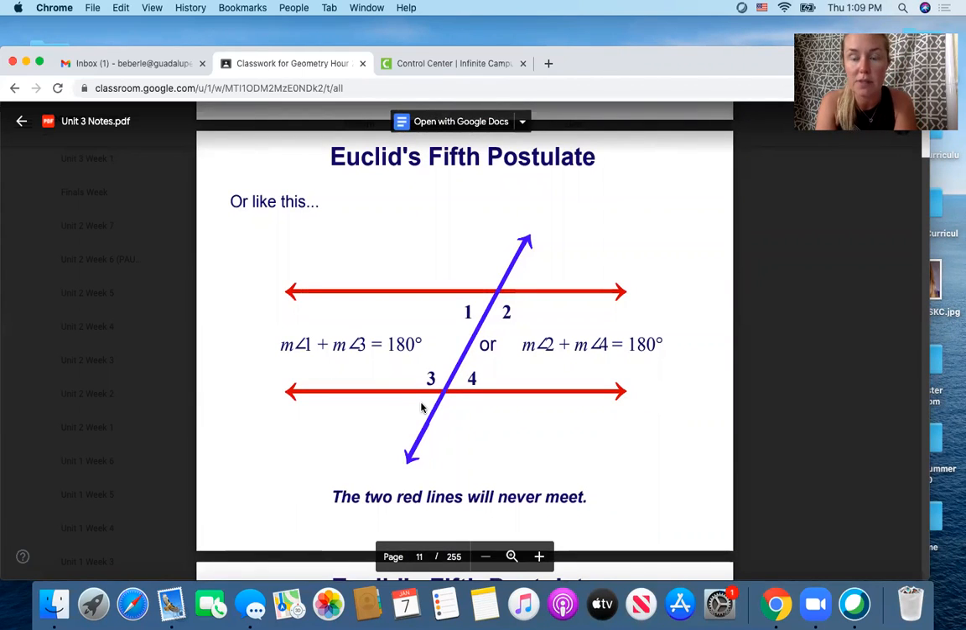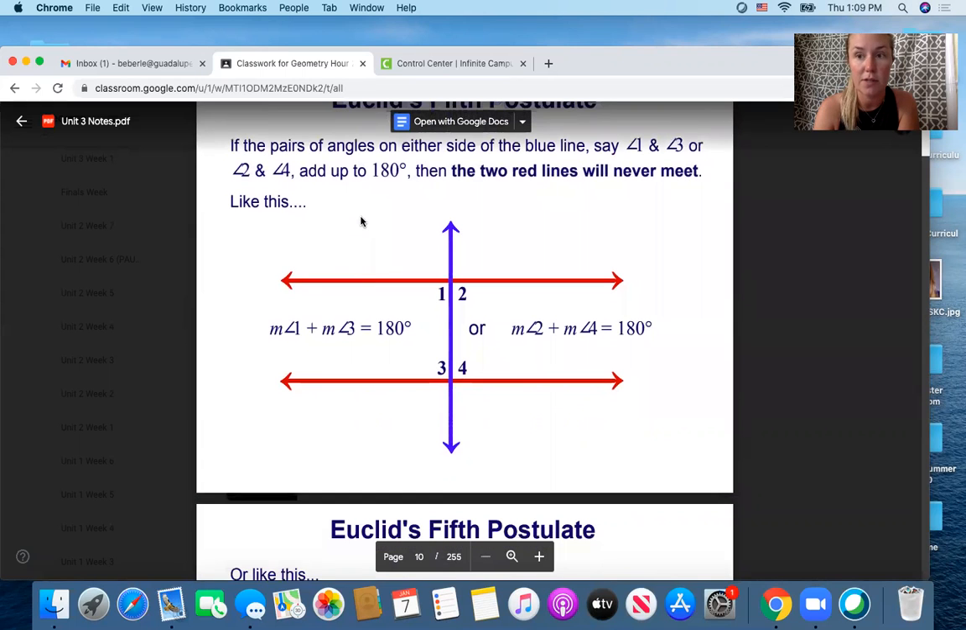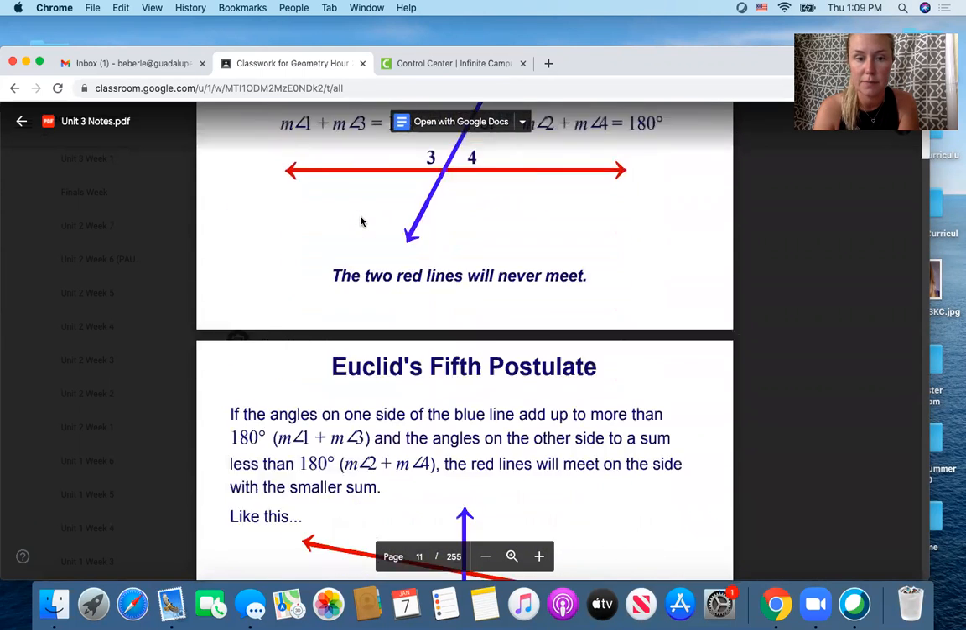And when that happens, we know that the lines that are being intersected by the transversal are parallel lines. So in this case, these red lines are parallel. And they're parallel in this picture, and they're parallel in this picture. It doesn't make a difference if the transversal is slanted.